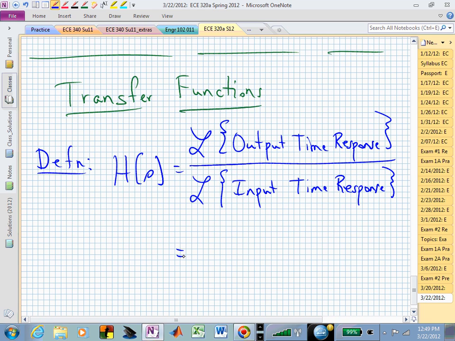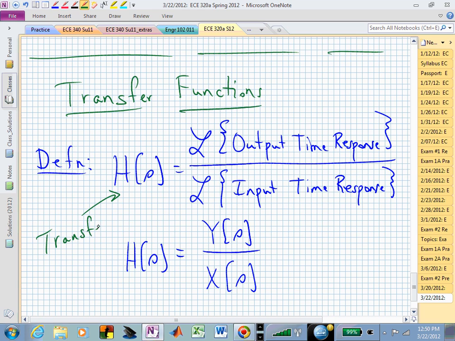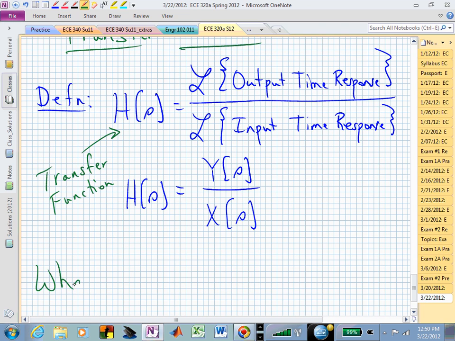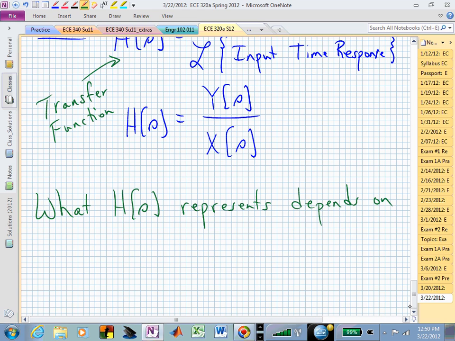And if we labeled the output y of t, then we could say, if you have an equation for capital Y of s, then divide that expression by what we know is capital X of s, or the Laplace transform of our input waveform, and this H of s is what we call our transfer function. Now, what that transfer function actually represents really depends on what we're doing. What the transfer function H of s represents depends, obviously, on the input and the output.